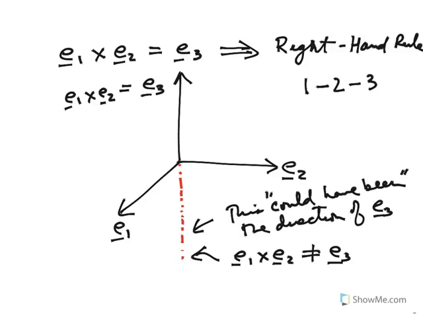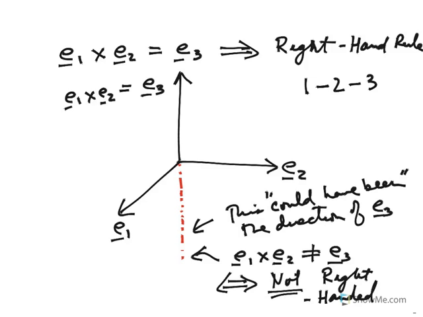Because E1 crossed with E2 has to be in the right-handed sense: curling your fingers from E1 to E2, your thumb is going to point in the direction of E3. So this would not be a right-handed system. So I'm not going to choose the non-right-handed version. I'm going to choose the right-handed version of this.